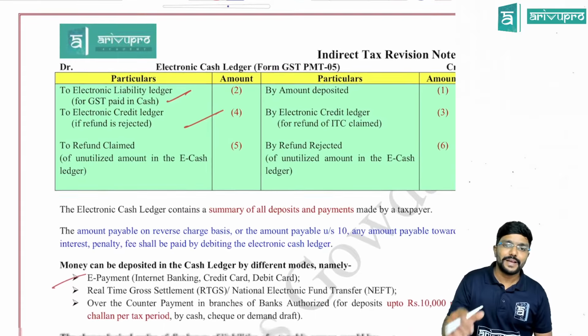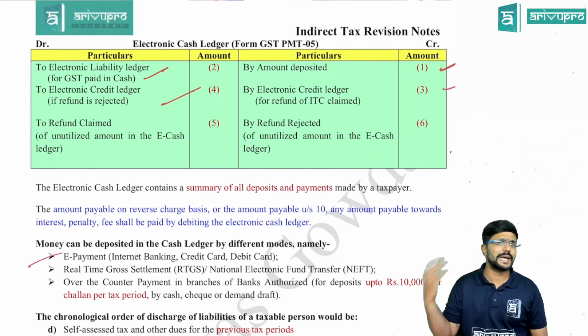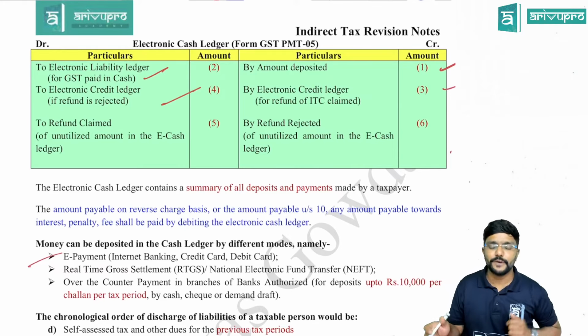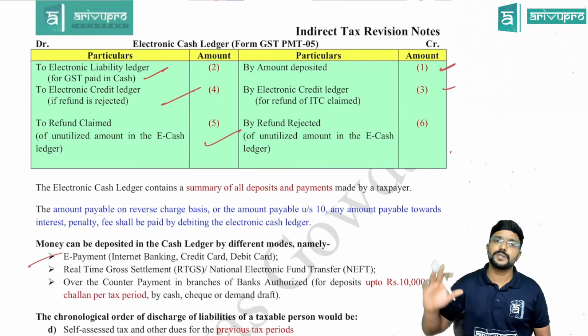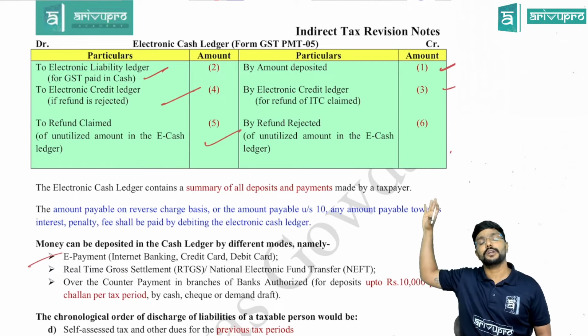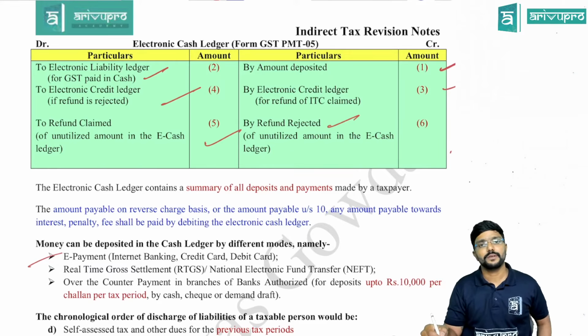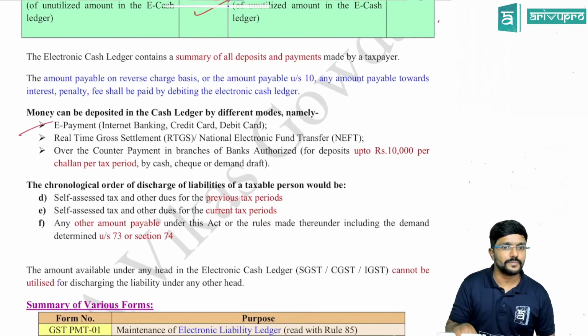Same way, if I have an unutilized balance in the electronic cash ledger, normally we will carry it forward, but if I want, I can claim a refund of it. If I applied for refund, then immediately that amount would be debited here, and if the refund is processed, that amount will be credited to my actual bank account. If it is rejected, we will recredit it back to the cash ledger.